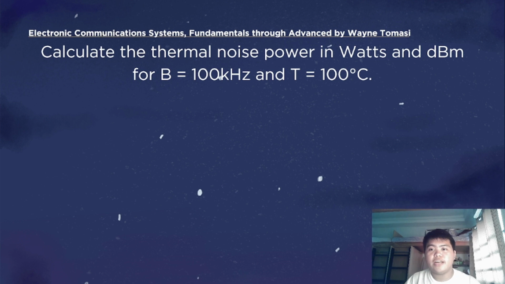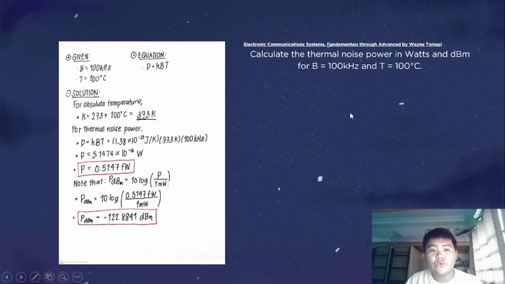So another example from Wayne Tomasi. Calculate the thermal noise power in watts and decibel in reference to 1 milliwatt for B is equal to 100 kilohertz and T is equal to 100 degrees Celsius. So we have this given solution. We have the given B is equal to 100 kilohertz and T is 100 degrees Celsius.